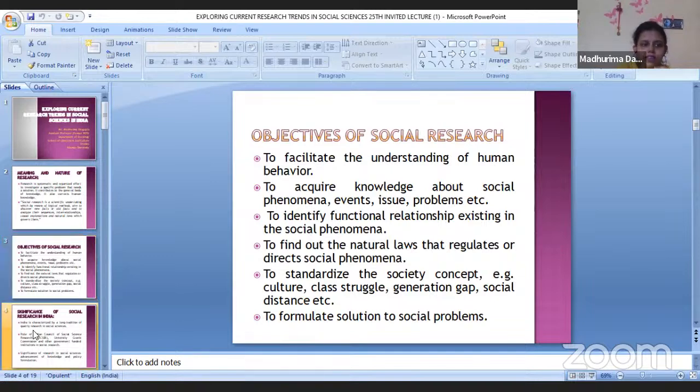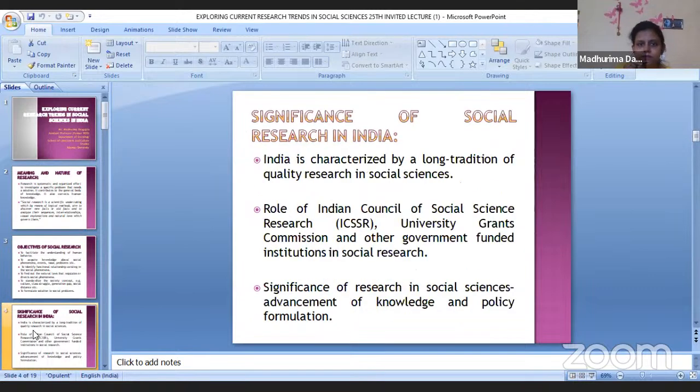Next, coming to what is the importance of social research in India. Now we know that social research is highly important in India because India has a long tradition of quality research in social sciences. And why is this so? This is mainly because of the role played by two important institutions. Firstly, the Indian Council of Social Science Research, that is ICSSR. And secondly, the University Grants Commission, UGC.